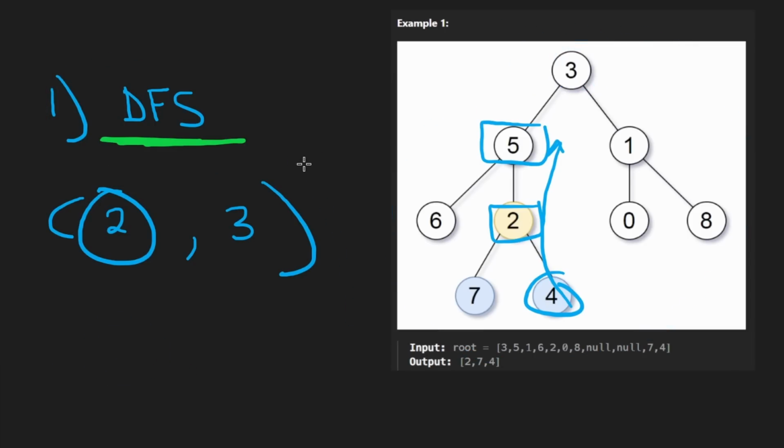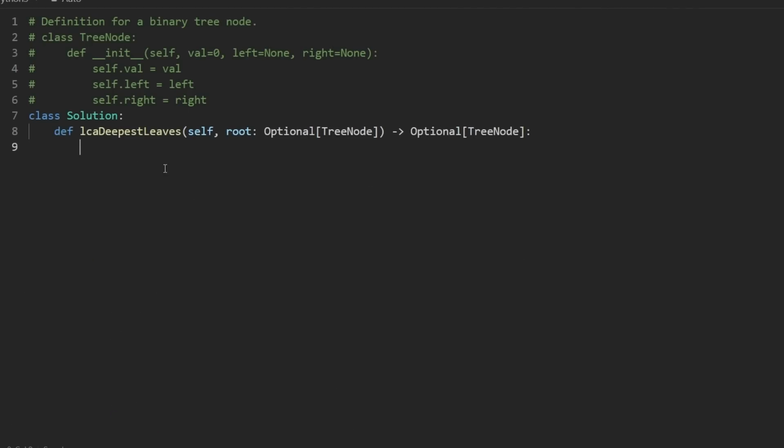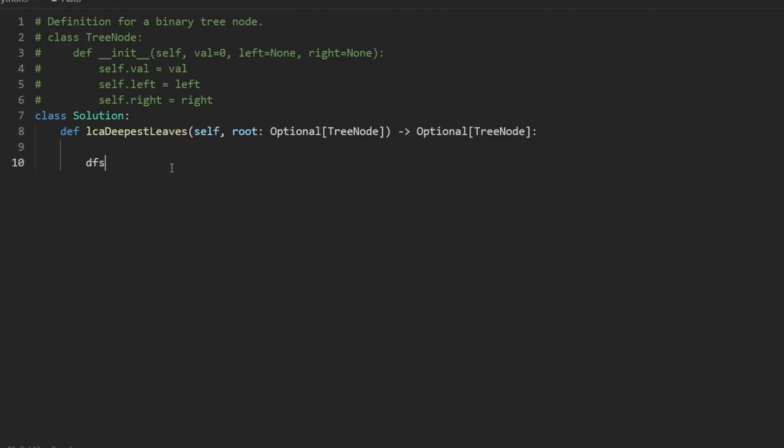By the way, the time complexity of this solution should be linear since we only visit each node once, and space complexity I think should just be the height of the tree, which in the worst case might be n if it's not balanced. So let's code this up now, and remember that we're doing this with a DFS approach, and also remember, let me zoom in a little bit.